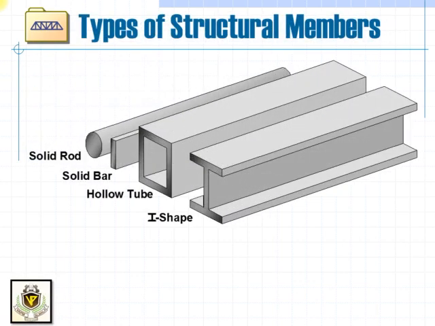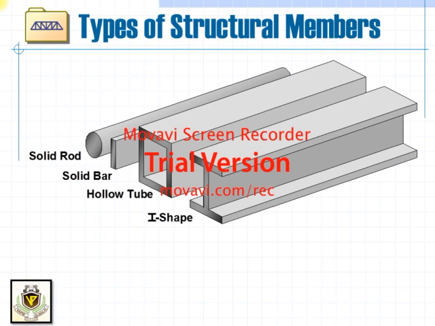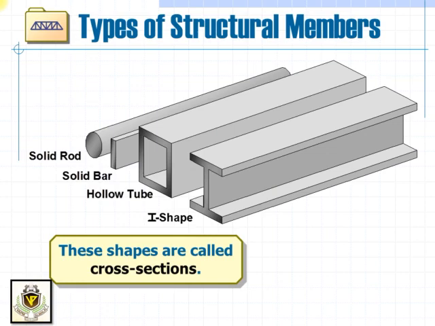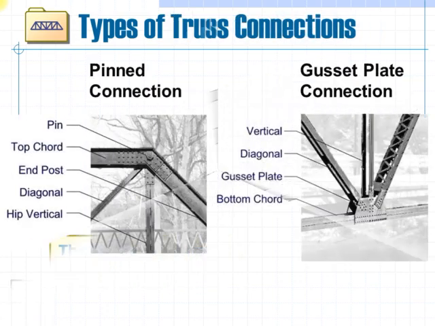These are some structural members which are utilized while designing or constructing a structure: solid rod, solid bar, hollow tube, I shape. These shapes are called cross sections.